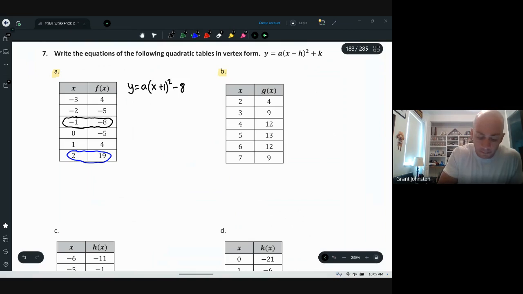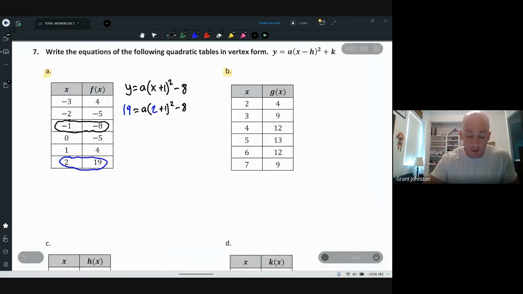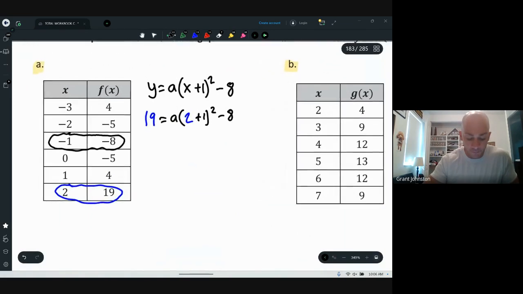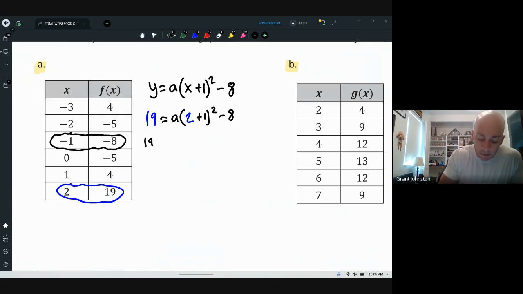And then 2 for x. And now we have a one variable equation. I just need to solve for a. So 2 plus 1 is 3, right? So I'm going to make that parentheses a 3. 3 squared is 9, so I'm going to write 9a.